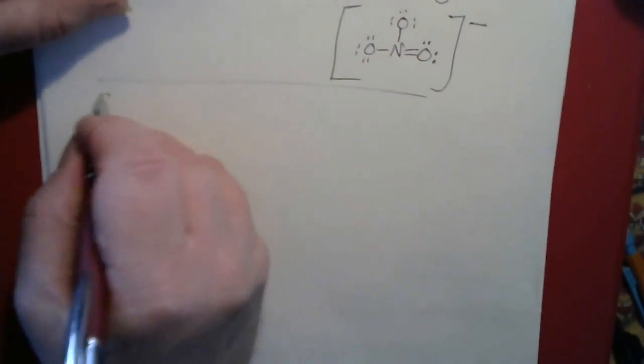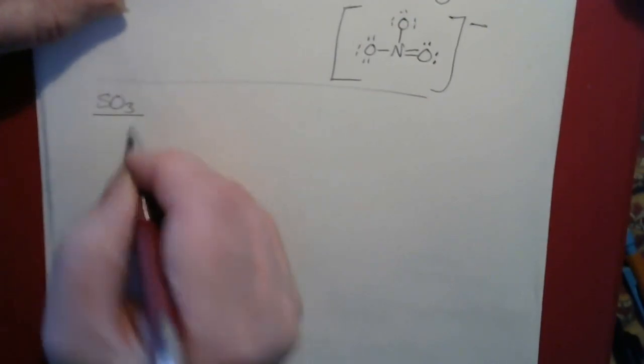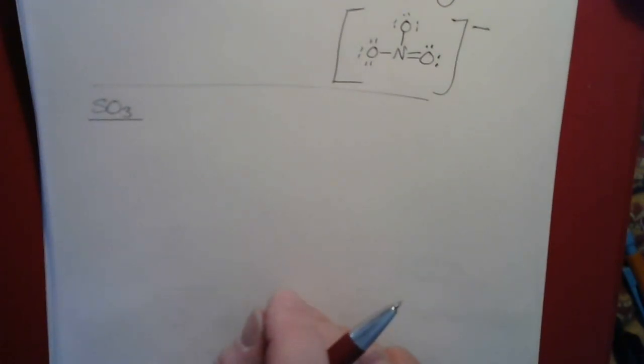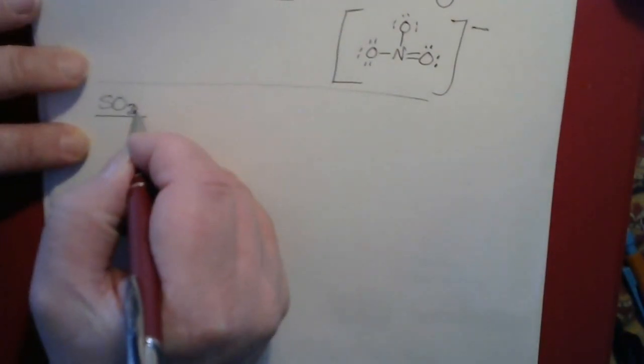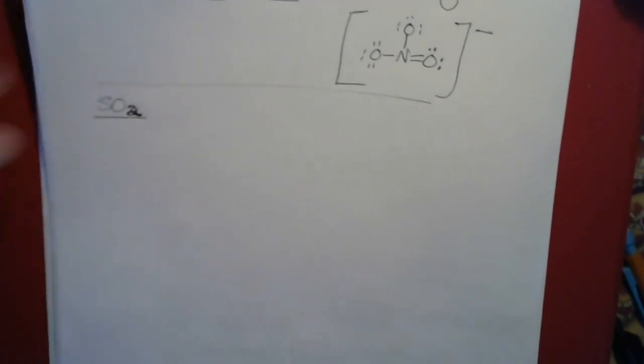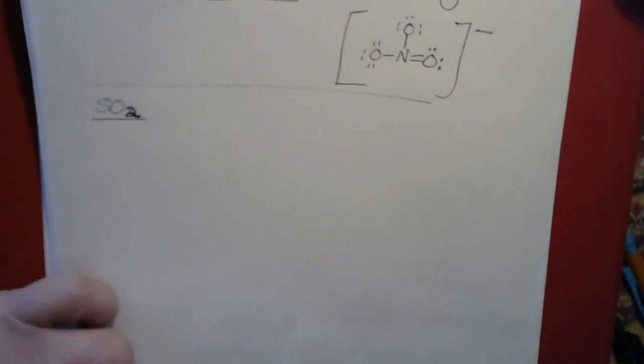Another example we could do would be the molecule SO3, sulfur trioxide. And you might think, oh, that's going to be really similar to NO3, but actually it does come out a little too similar. I wanted to try SO2. That's what I wanted to try. That comes out a little different. SO2, sulfur dioxide.